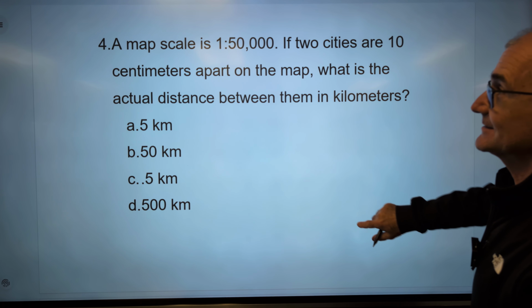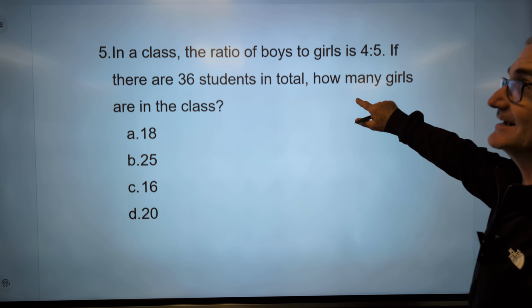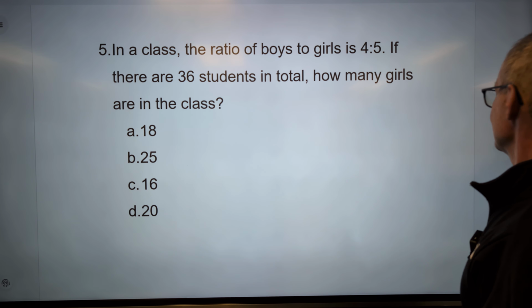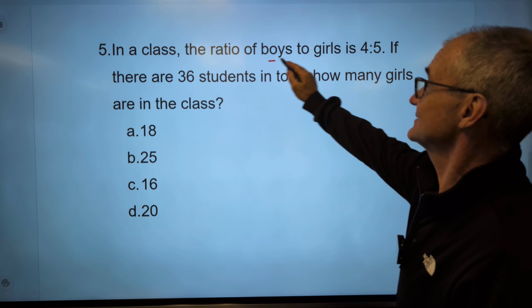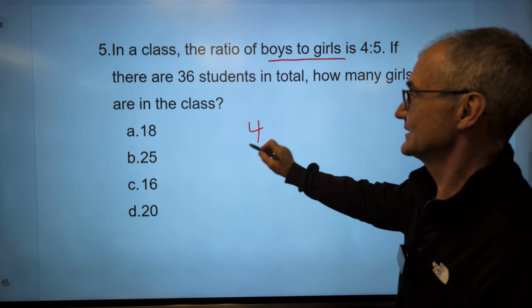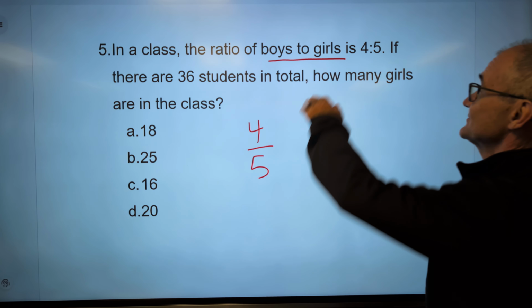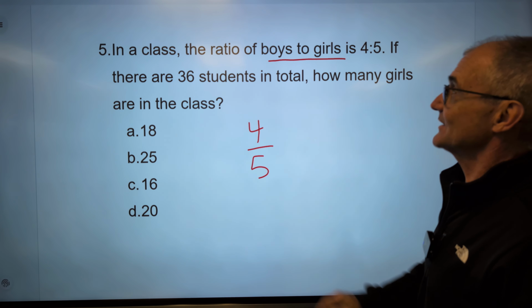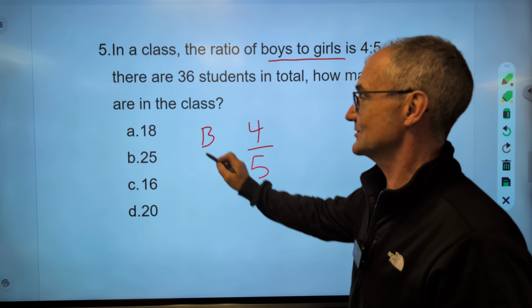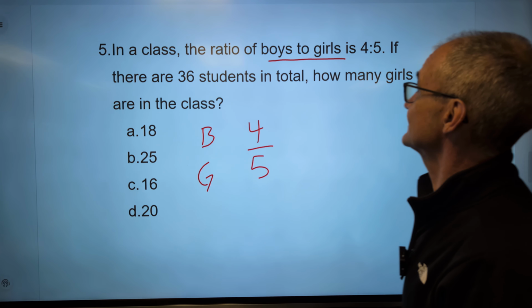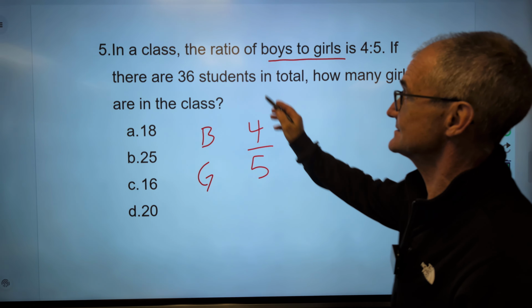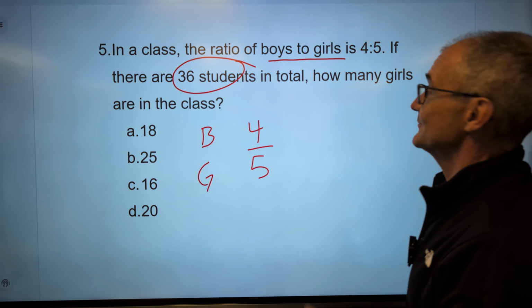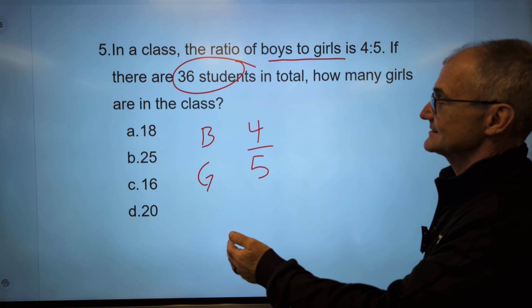All right, keep practicing along with me, and by practicing, you're going to be improving your score. In a class, the ratio of boys to girls is 4 to 5. That's written out as a ratio, 4 to 5. It has to be that same order. This is boys to girls. If there are a total of 36 students, how many girls are in the class?